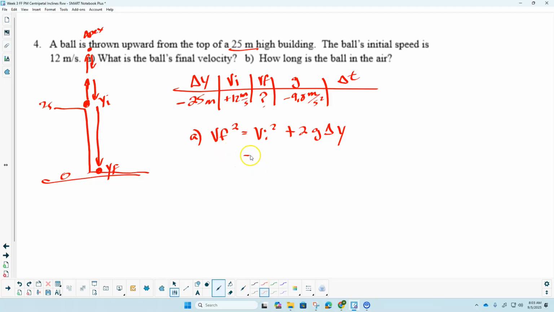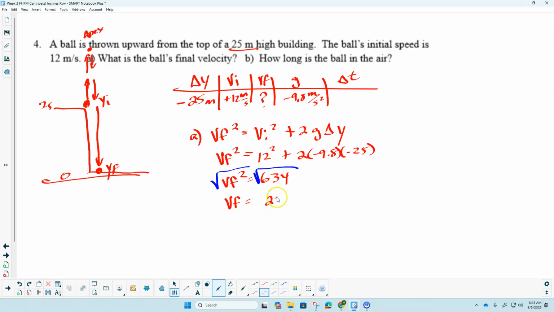So VF is what we're looking for. It's squared. It's going to be 12 squared plus 2 times -9.8 times -25. You can see that if you don't put in the negative here, you're going to get a different value. So that's important. So you're going to solve that. This value on the right side turns out to be 634, equal to VF squared. And like we did in the previous problem, we have to take the square root to get VF. So VF is equal to, the numeric value is 25.2 meters per second.